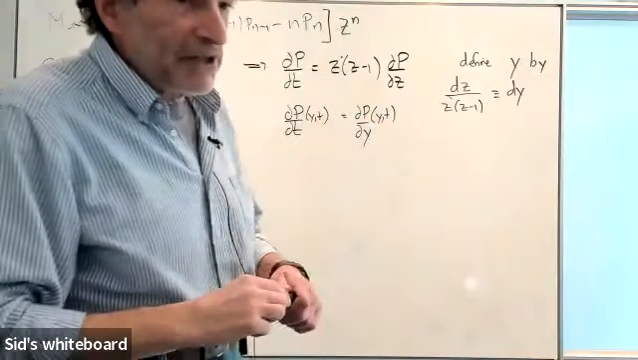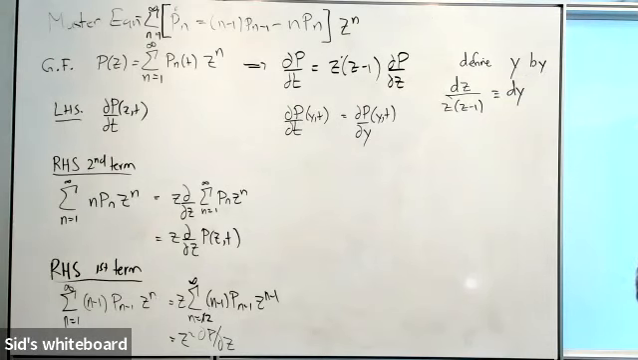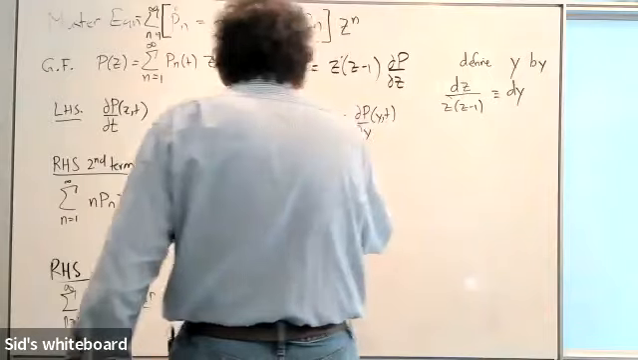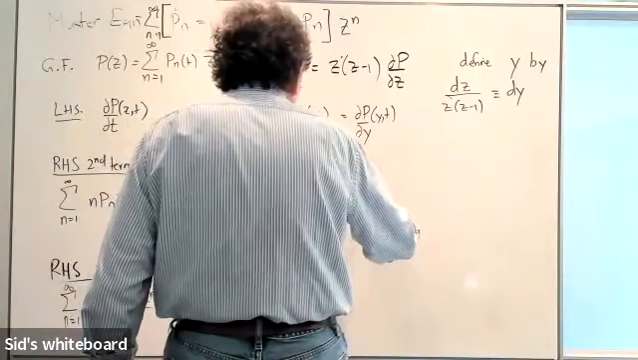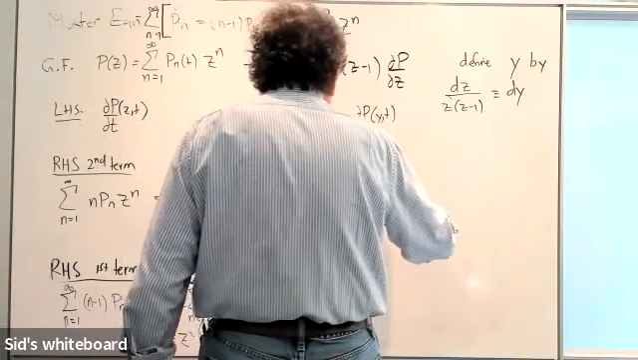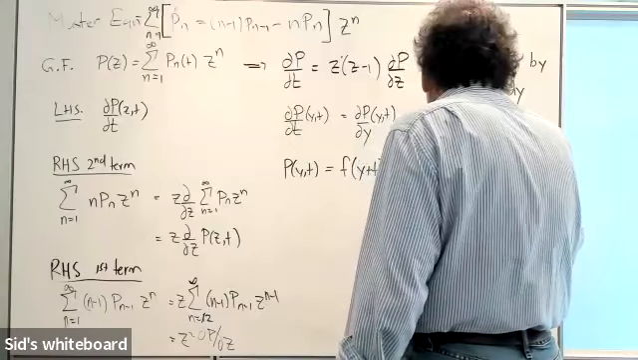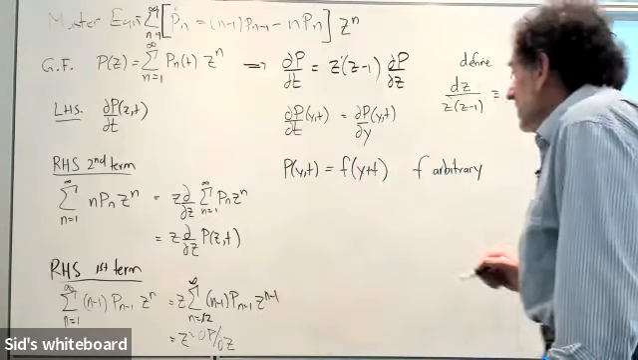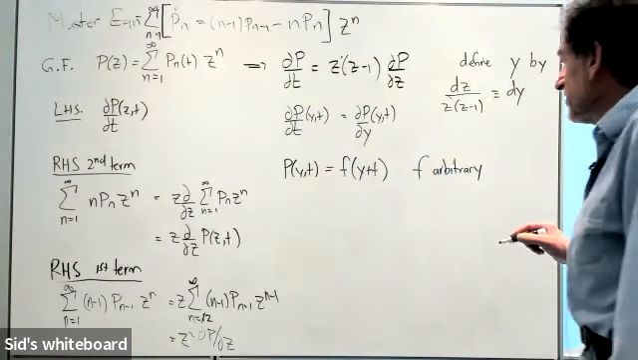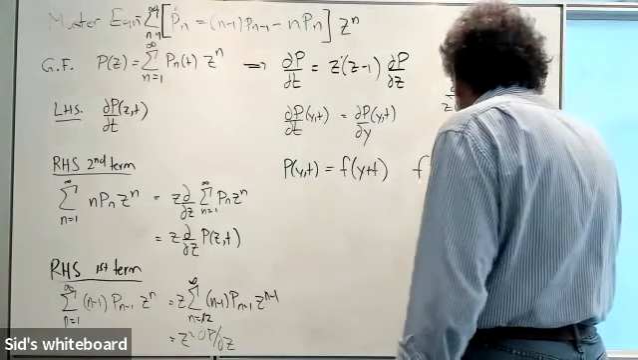And this hopefully is something that you've seen before. This is nothing more than the one-dimensional wave equation. And the solution to this equation is very simple. It says that P of y and t is some function f of y plus t, where f is arbitrary. Any function will satisfy this wave equation. And then the way that we fix f is by the initial condition.